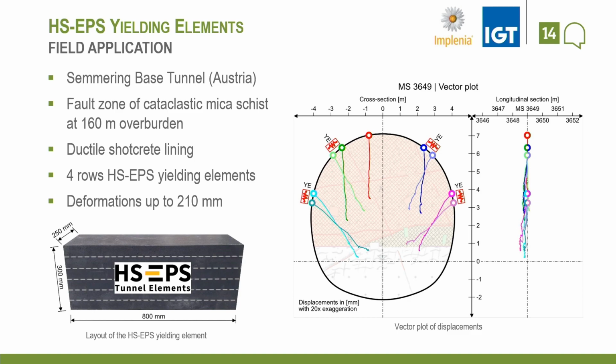And what you can see here at the intersection and deviation of these vectors, that the strains are taken by the yielding elements and not by the shotcrete. So exactly what we would like to have.